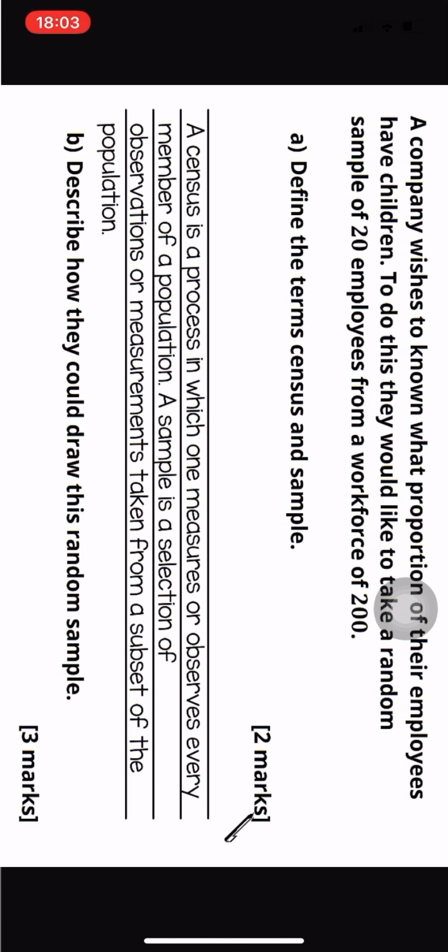This is just a definition, so a census is a process in which one measures or observes every member of a population. Note the emphasis on every. A sample is a selection of observations or measurements taken from a subset of the population. This is for 2 marks, and we get 1 mark each for each of our definitions.